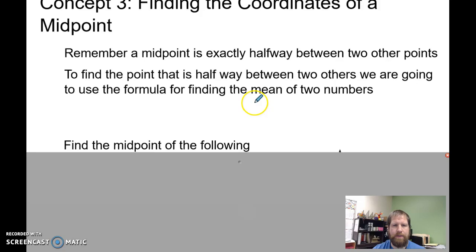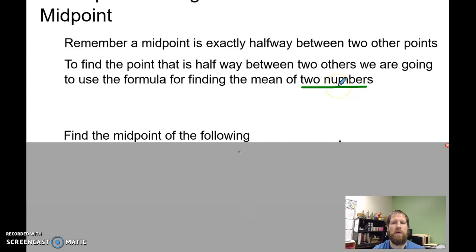Okay, and if you remember, finding the mean of any number of numbers is going to be adding all of them up and then dividing by the number of numbers. In this case, we're looking for a midpoint, so it's just going to be two numbers. It's always going to be the two outside points, and we're going to find the mean of those two, the midpoint of those two numbers.